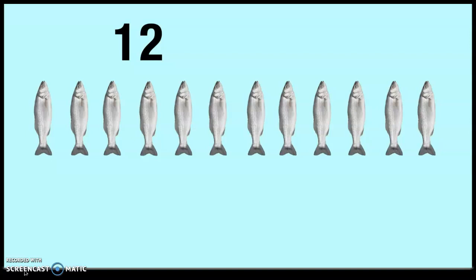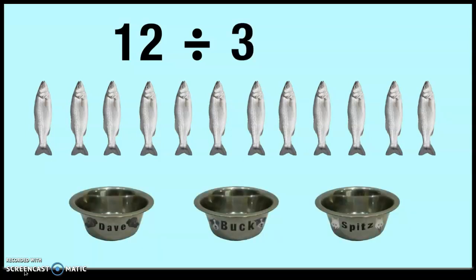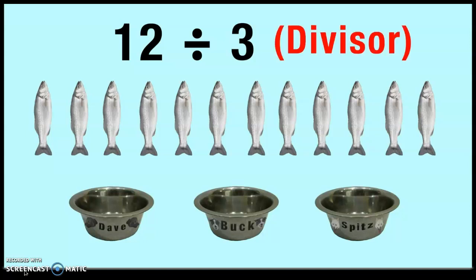Next, we add the sign for division. It is a line with 2 dots. There are 3 dogs on the team. We call the 3 dogs the divisor. The divisor tells Francois how many equal groups of fish there will be.